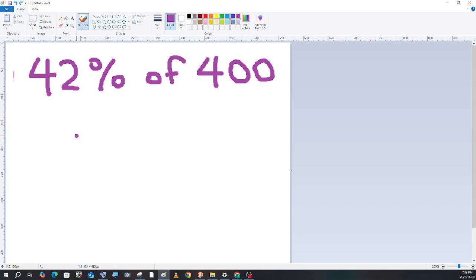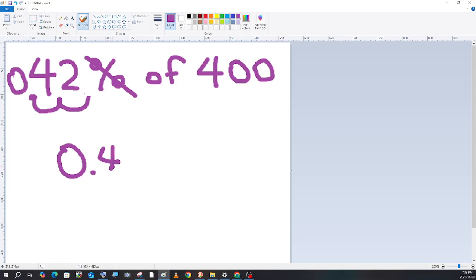For a question like this where you're finding a percentage of a number, the first thing you're going to do is take your percentage and convert it to a decimal. So I'm going to do my little trick. I'm going to move that decimal 2 to the left, and I'm going to put a 0 in front. I'll put a little slash mark through the percentage and erase the original dot there. Once that dot is moved over, I have 0.42. So now I'm going to take that 0.42 and times it by the number I'm taking the percentage of. In this case, it's 400.